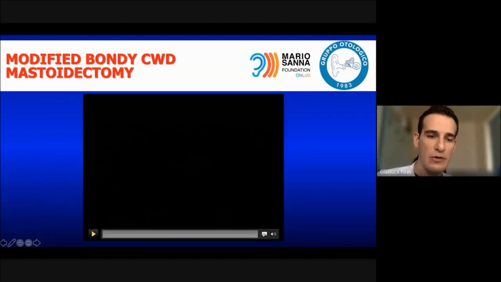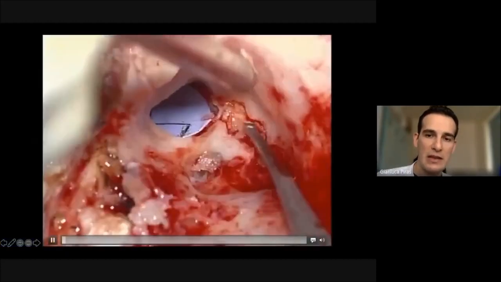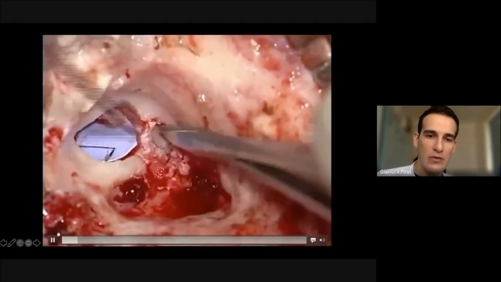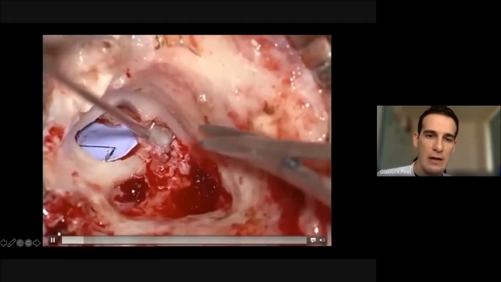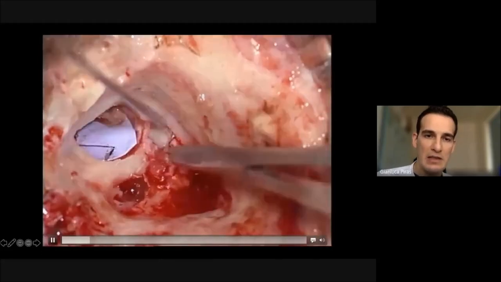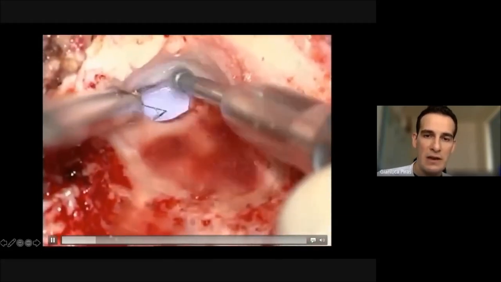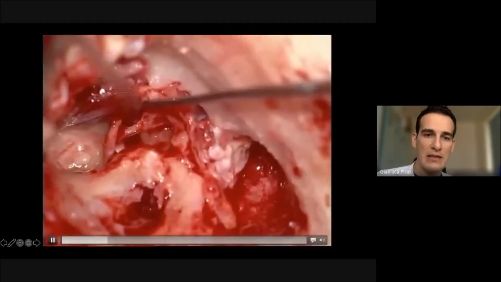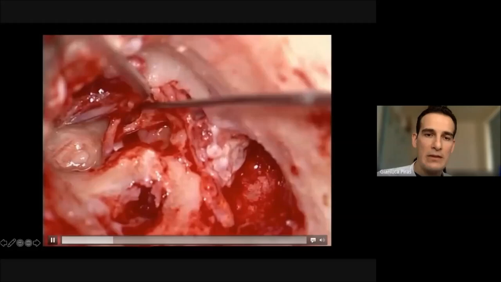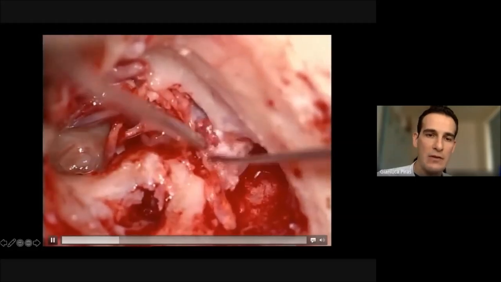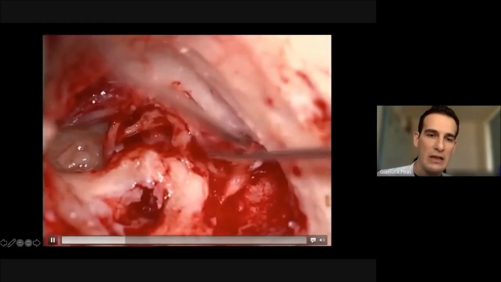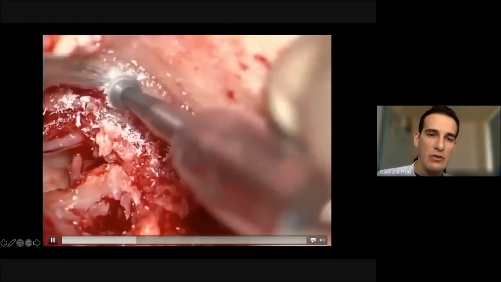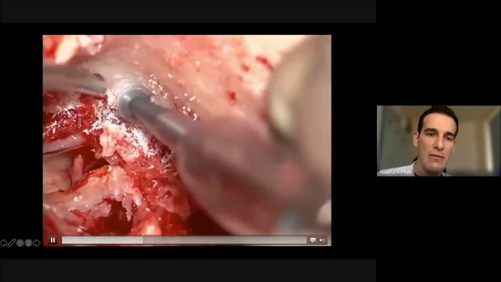That's an example of a modified canal wall down mastoidectomy. You see, that's an open technique. We are removing the posterior canal wall, which is this one. This is a cholesteatoma. It's not a simple epitympanic one. It's an epitympanic cholesteatoma that involves even the aditus and the antrum. Then we do a canalplasty, and then we open the tympanic membrane to check if there is a connection between the incus and the stapes. There is a connection between them, so we try to save them.